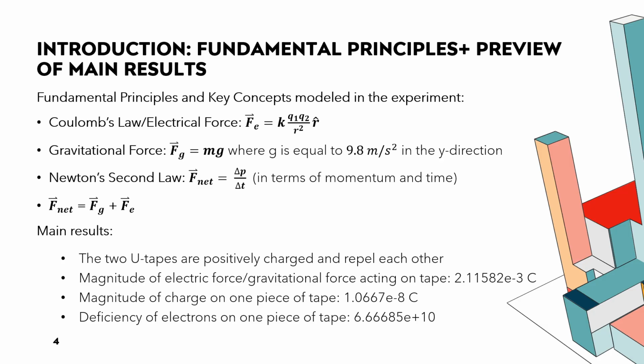are that the two U-tapes are positively charged and repel each other. Then we also have written both the magnitude of the electrical force and the gravitational force, the magnitude of the charge on one piece of tape, and then the deficiency of electrons on one piece of tape.